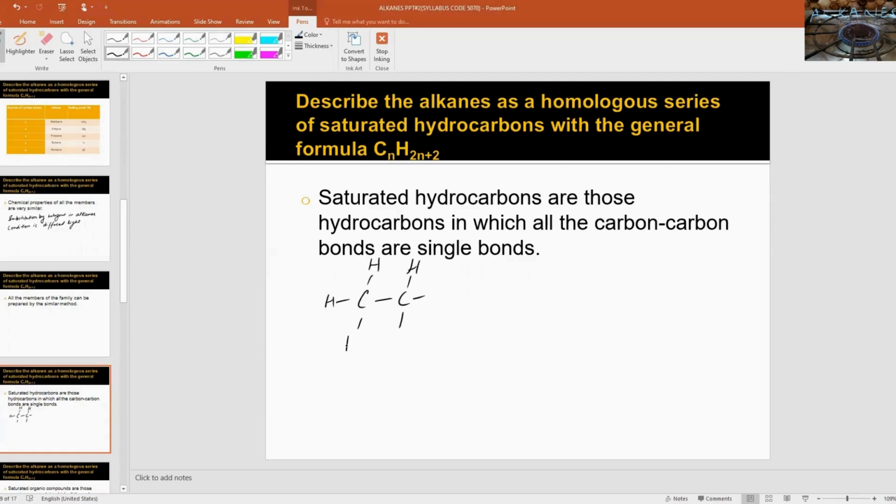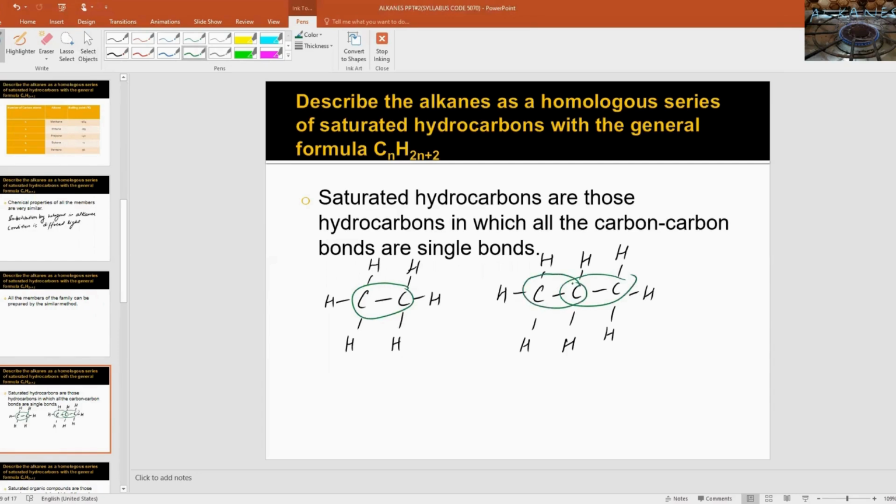This is one of the members of alkane. Let me draw the other member. This is the third member of alkane. You see, it contains only carbon-carbon single bonds. I have circled them with green. These are the carbon-carbon single bonds.